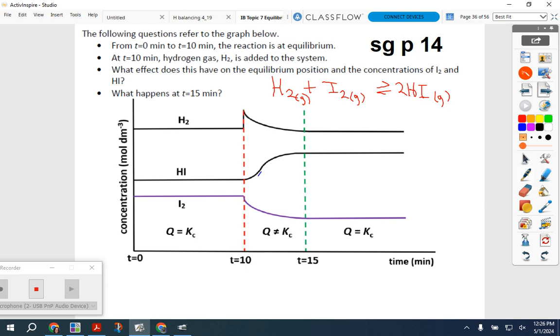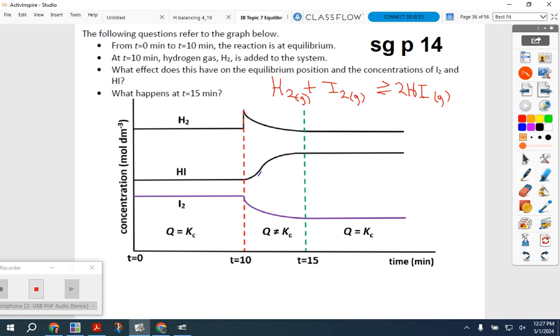So the forward reaction is still happening. This is not static. The forward reaction is still happening, the reverse reaction is still happening. But they're happening at the same rate, so we're not seeing any change in the concentration of the reactants or the products. So when you have a concentration graph, when the concentrations are flat, that is at equilibrium. And it's just going to hang out there with the forward and reverse reaction still happening, but at the same rate. At time 10, we add a bunch of H2.